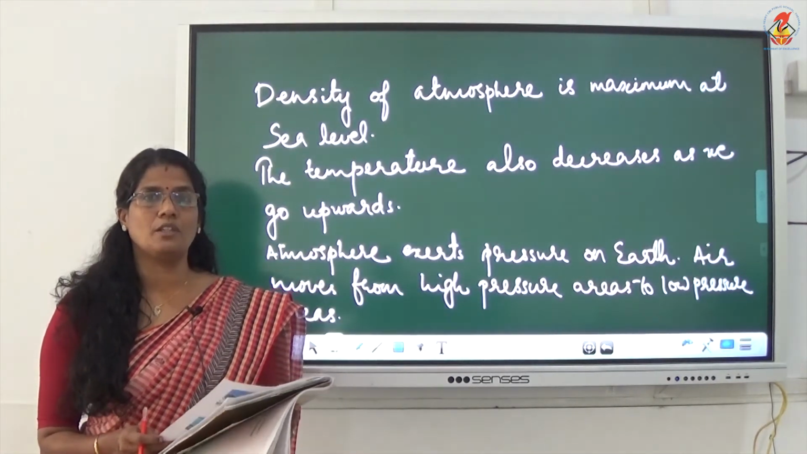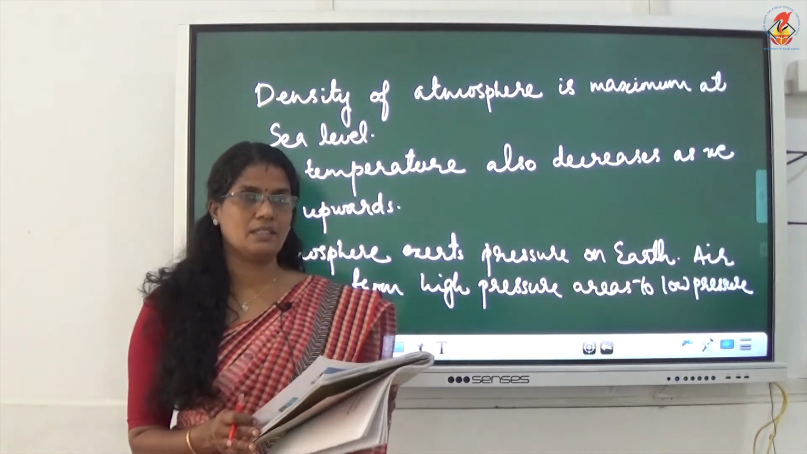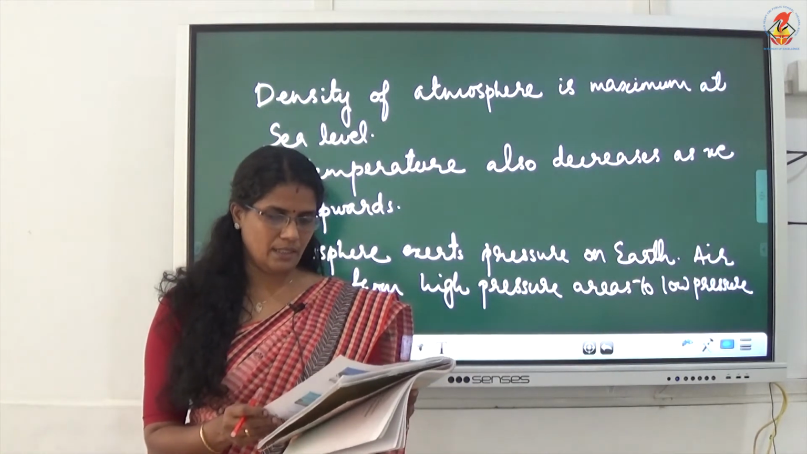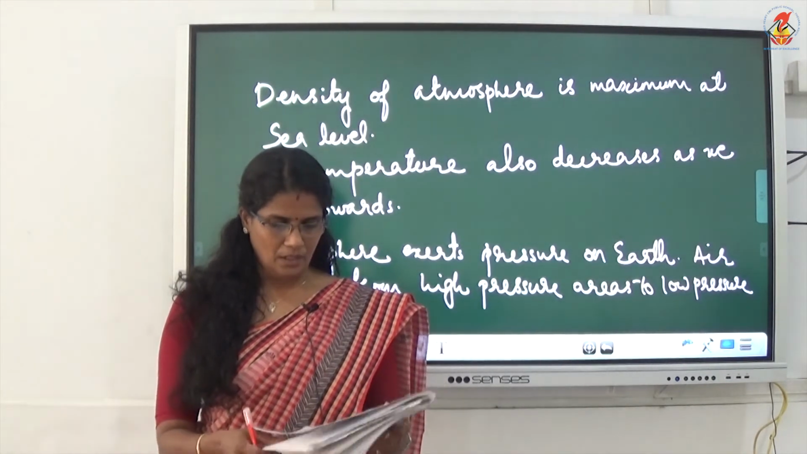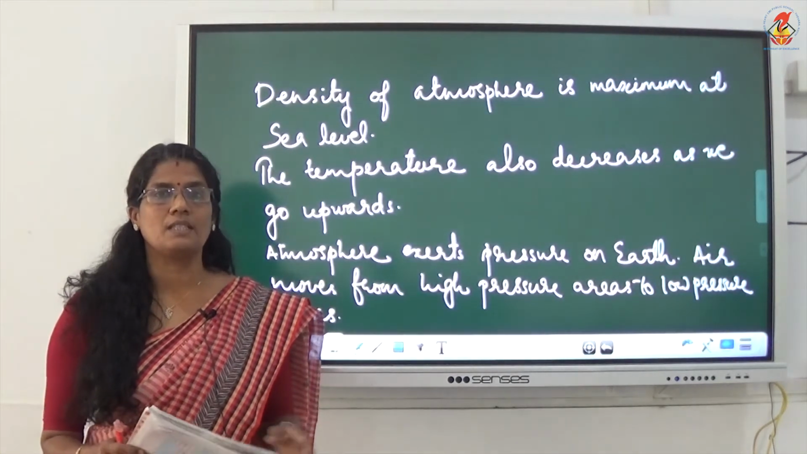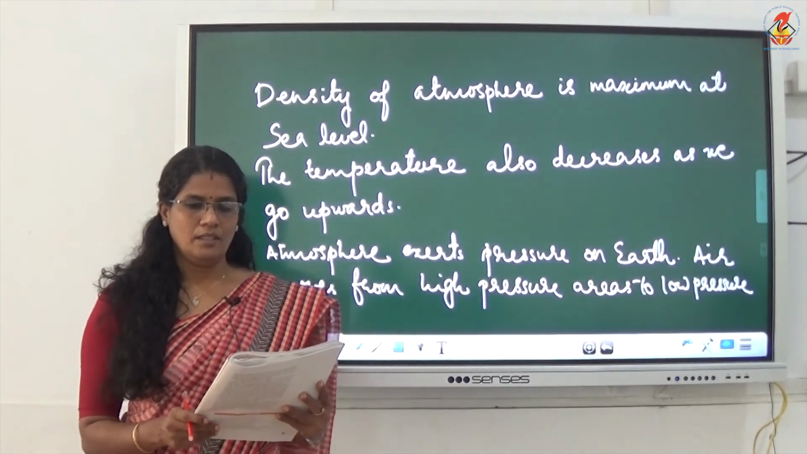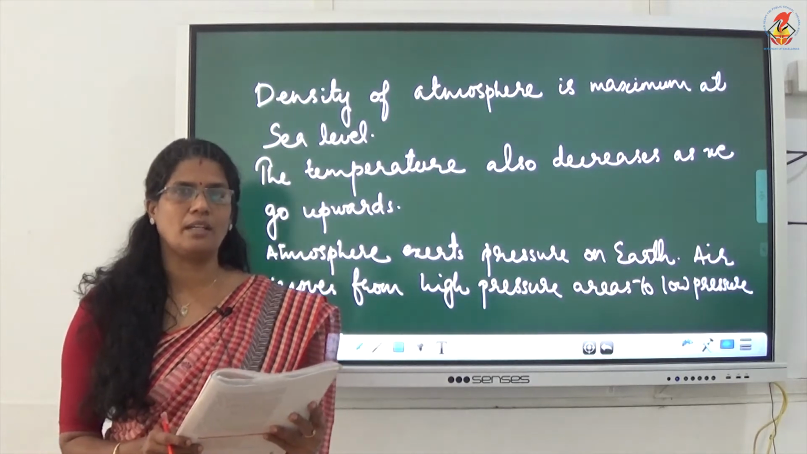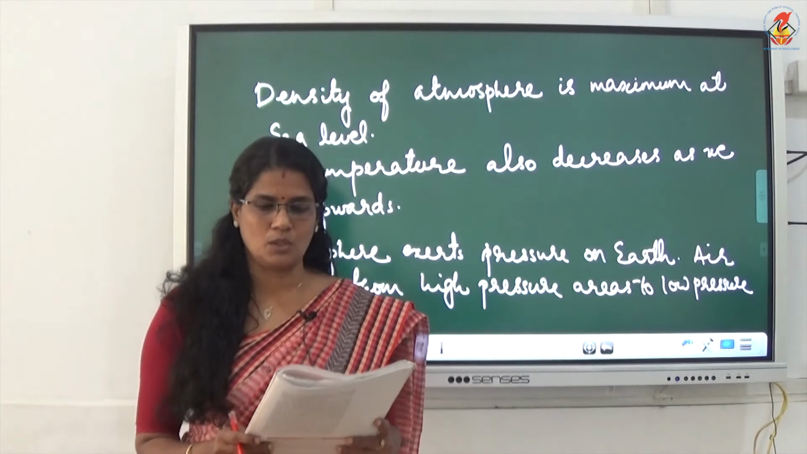Now, major composition of air, underline all the gases' names: 78% is nitrogen, oxygen 21%, and all the other gases, carbon dioxide, argon, 1% by volume. Density, underline: thickness of atmosphere is maximum at sea level. Page number 36, underline. Then they have to carry oxygen cylinders with them, that you don't have to underline. A question may come, give reason, then you have to explain why it is so.